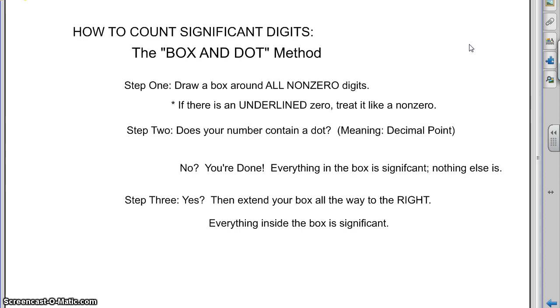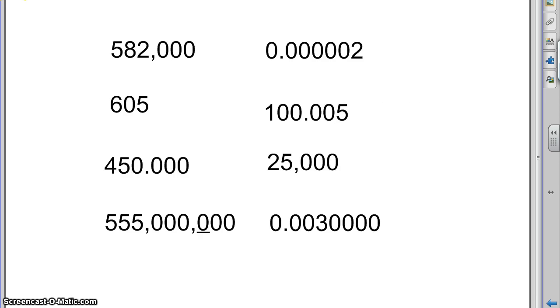However, if there is a dot written out in your number, then there's one more step. Step three, extend your box all the way to the right. Everything inside the box is significant. Now, I don't expect any of that to make any sense, so let's work through some examples. You can always refer back to your rules here as we go through them. So let's just apply our rules here. We said to put a box, we have 8 different numbers here. We're going to do them all.